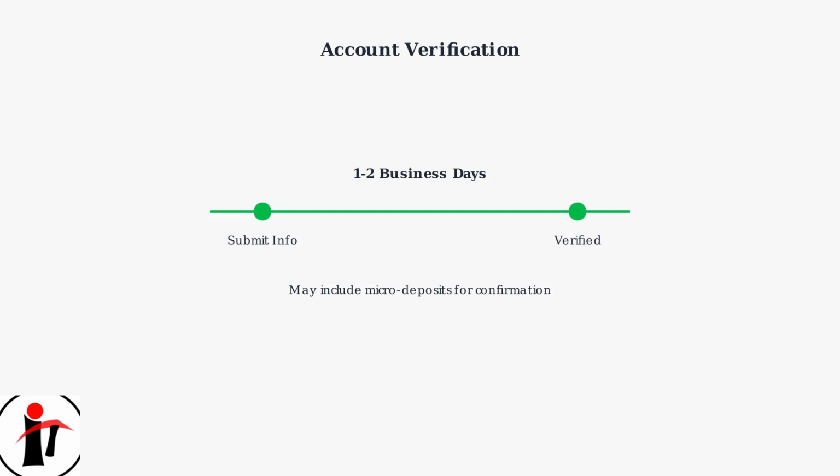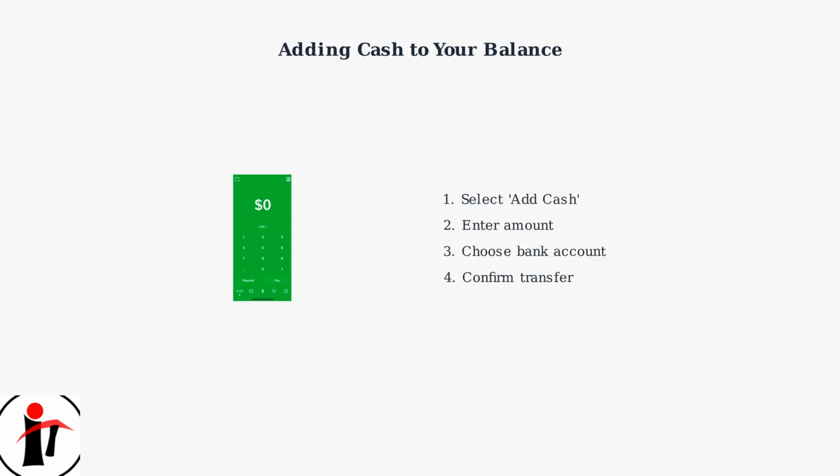After entering your bank information, Cash App will verify your account. This verification process typically takes 1 to 2 business days and may involve small micro deposits to confirm your account ownership. Once your bank account is verified, you can add cash to your Cash App balance.